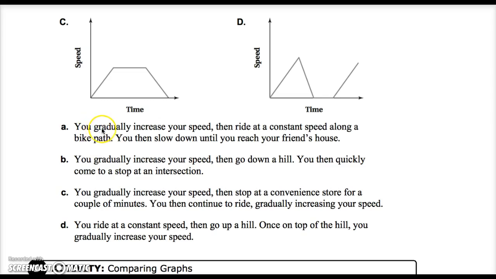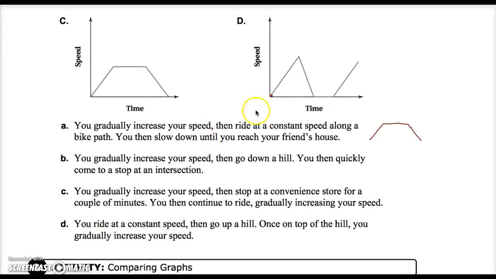So A, you gradually increase your speed. So we're looking for a graph that's going up. I'm going to kind of sketch this off over to a side. You gradually increase your speed. Then you ride at a constant speed along a bike path. So because it's constant, we're going to be going straight. You then slow down until you reach your friend's house. So you start to slow down over time. Okay, so I'm just looking for a graph that looks exactly like that, and that's going to be right here, graph C.